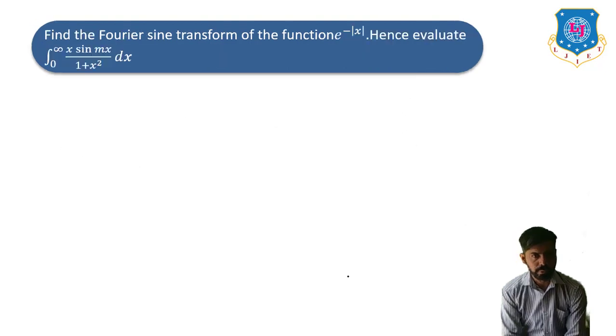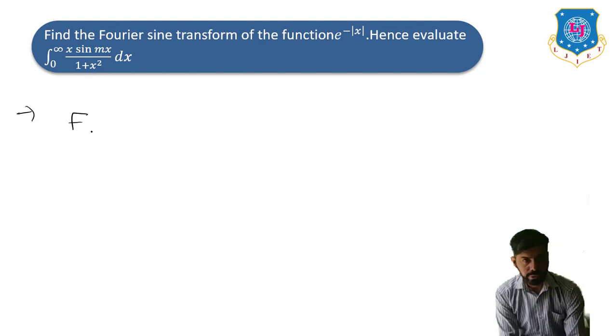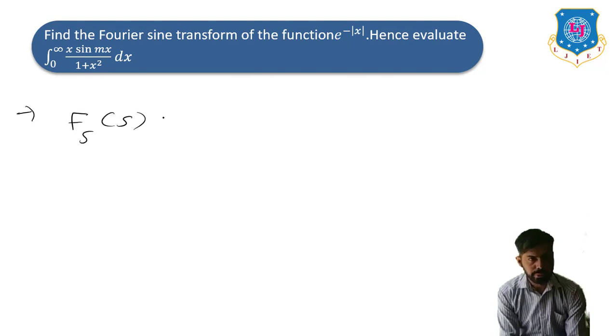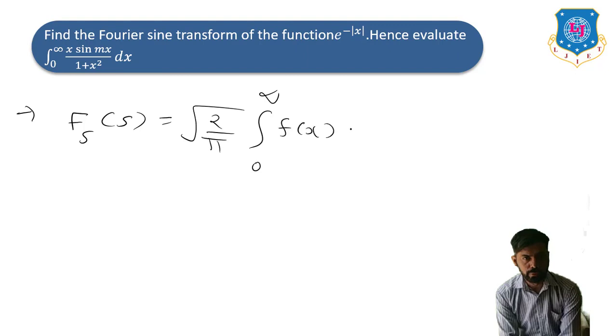So this is the Fourier cosine transform of function f of x equal to e raised to minus x square. Now let us discuss the next example, that is find the Fourier sine transform of function e raised to minus mod x, and hence evaluate integration 0 to infinite x into sine mx divided by 1 plus x square dx. So we know that Fourier sine transform of function f of x is given by f of s as integration, that is equal to square root 2 by pi integration 0 to infinite f of x into sine sx dx.